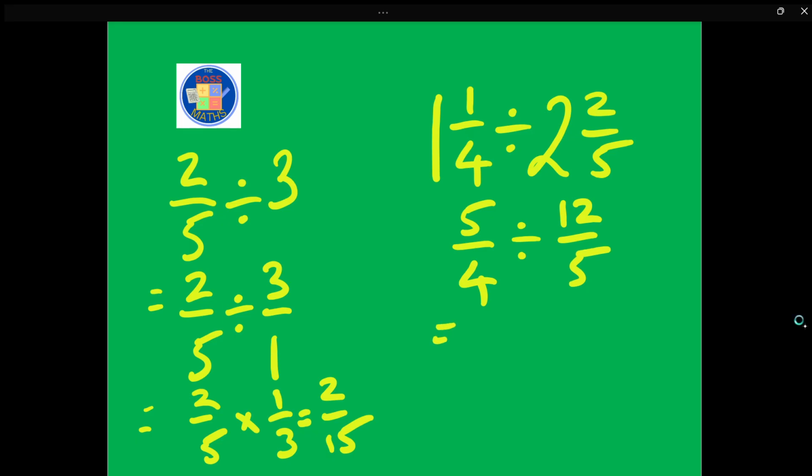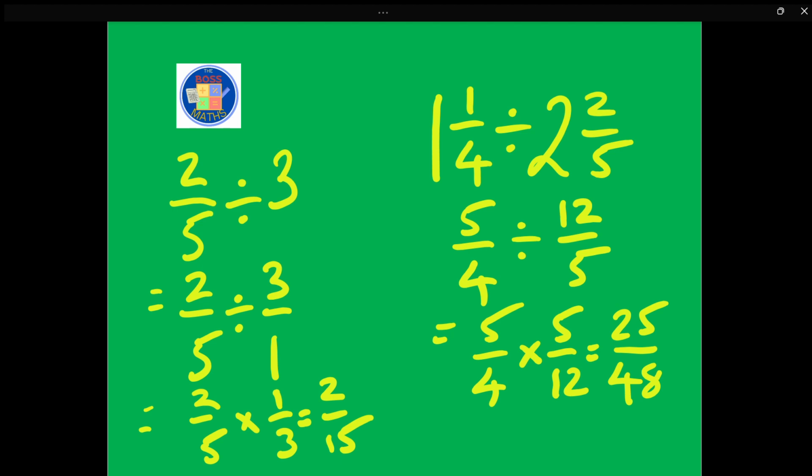Again, keep, flip, change: keep the first one the same, change the sign to times, and this becomes 5/12. 5 times 5 is 25, 4 times 12 is 48. Now we ask ourselves, can this be simplified? Is there a times table that has 25 and 48 in it, the same times table? There's not, so our answer is 25/48.